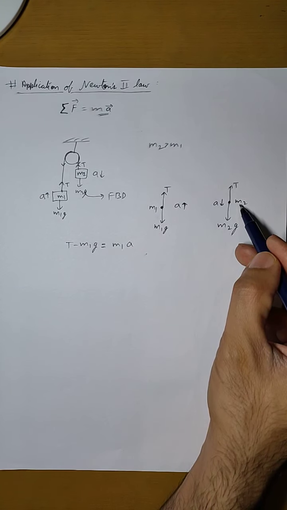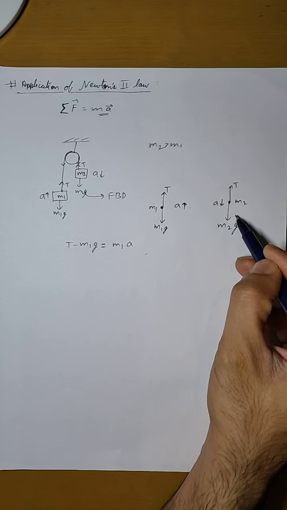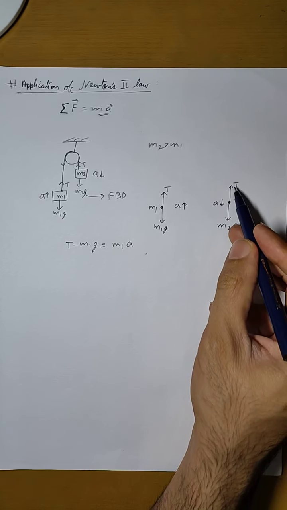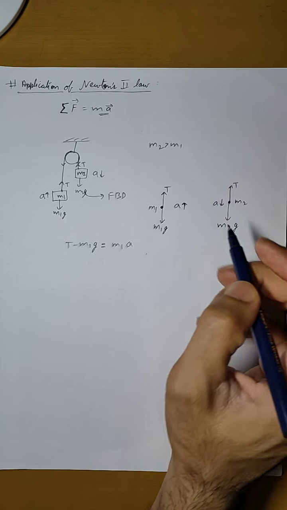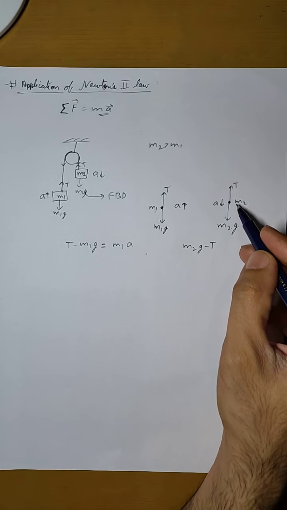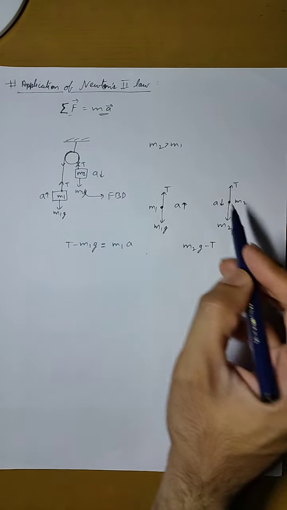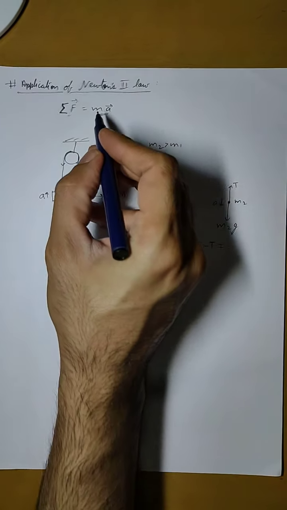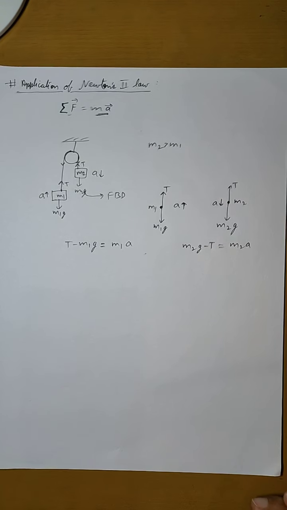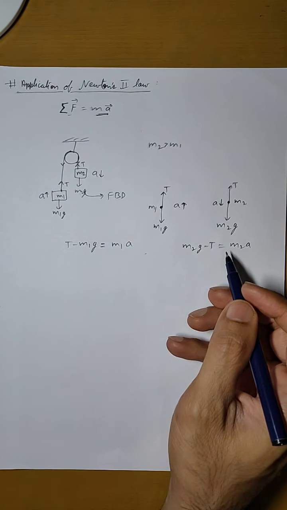Similarly, if we apply the same concept, m2 is moving downward with acceleration a. That means m2g has to be greater than T because it is in the downward direction. So we can write m2g minus T. This is the net force on m2, and this will be equal to ma, where m is m2, so m2 into a. Now we can solve these two equations.